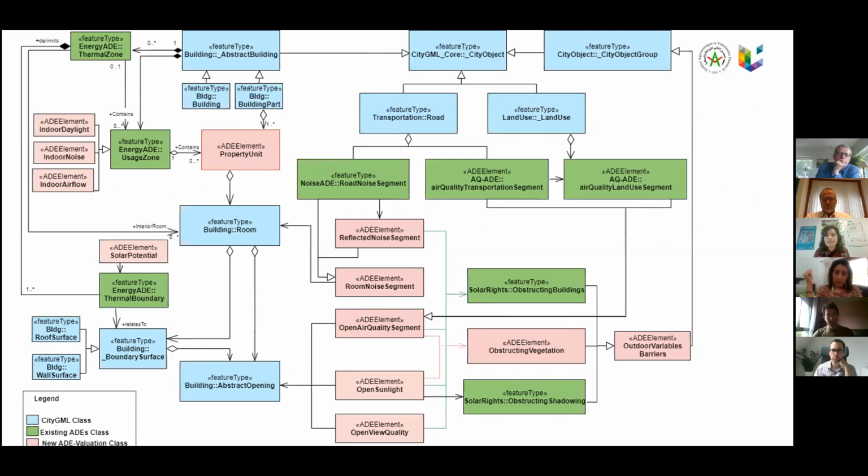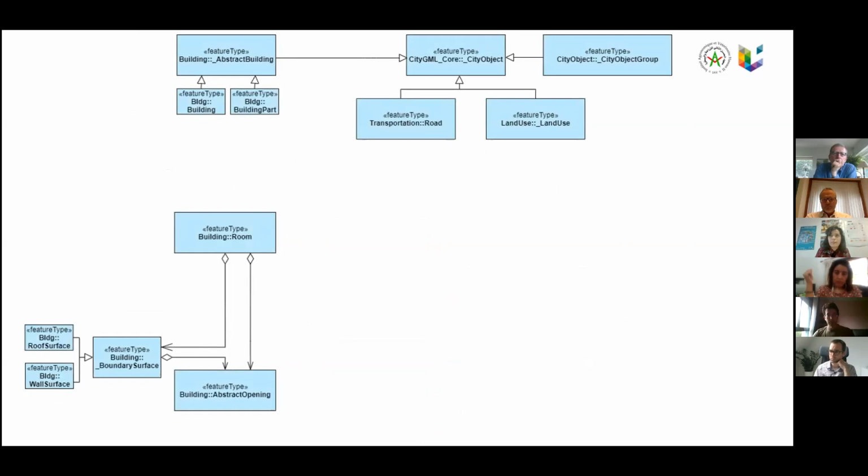We have relevant classes from the CityGML that are needed, where our EDO is going to be embedded. So we have basically the abstract building, other core models like the city object and the city object groups. Also some other classes which are going to be relevant as resources for outdoor variables, like transportation and land use.